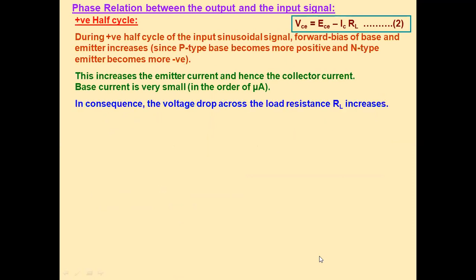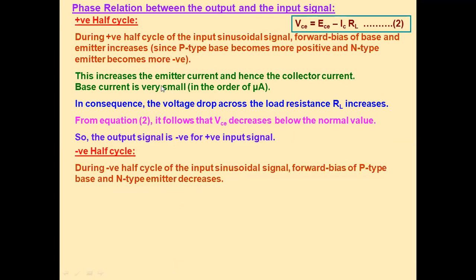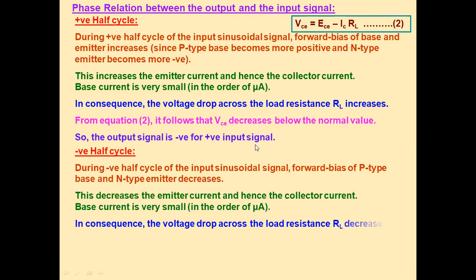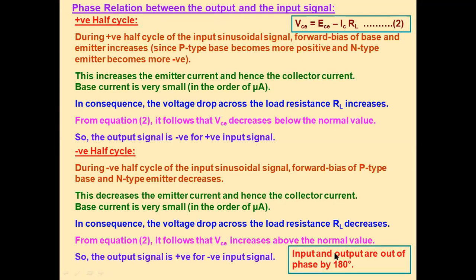Actually, this is some part of the transistor as an amplifier. According to this equation, what is the working? When the positive half cycle is applied, the voltage drop across the load resistance increases, and the output signal is negative for the positive input signal. Similarly, when the negative half cycle is applied, the output signal is positive. So finally, we conclude that input and output are out of phase by 180 degrees.